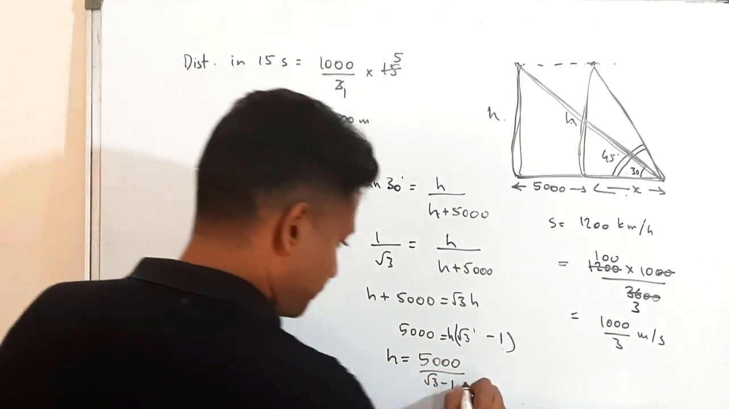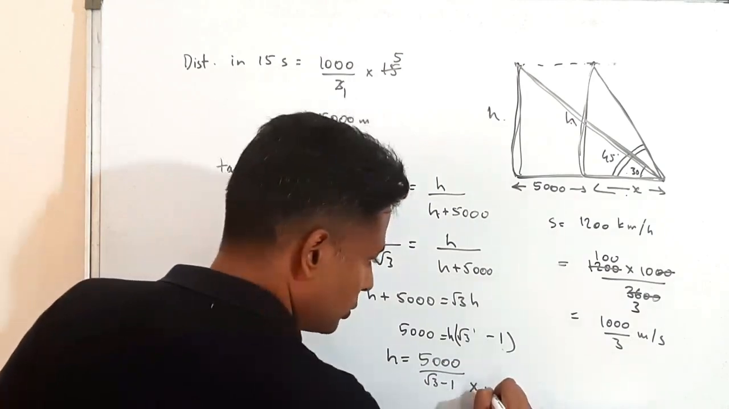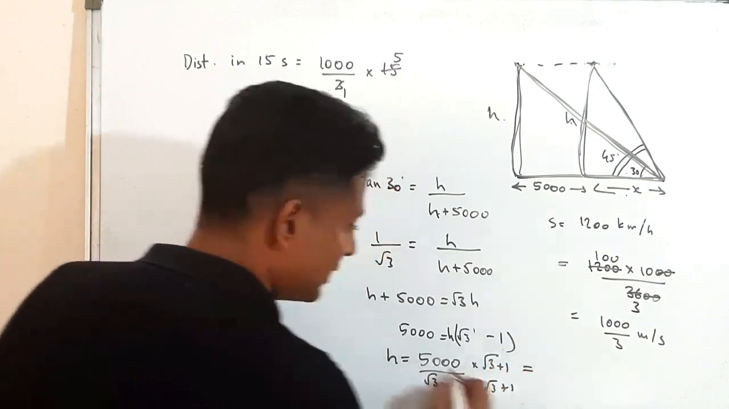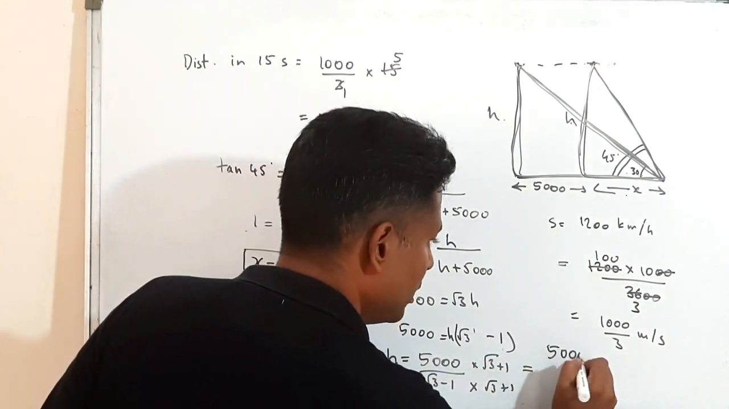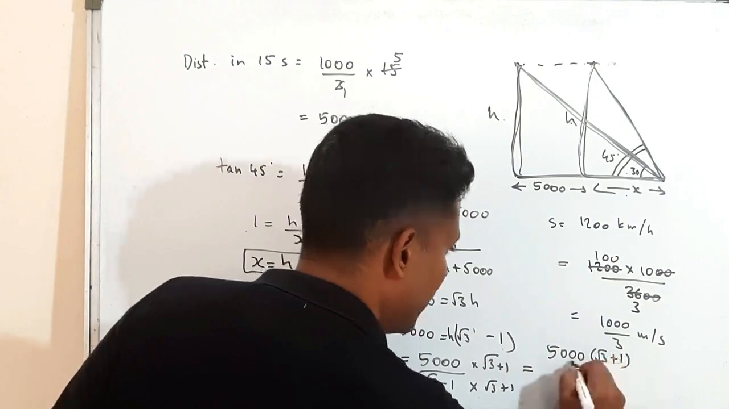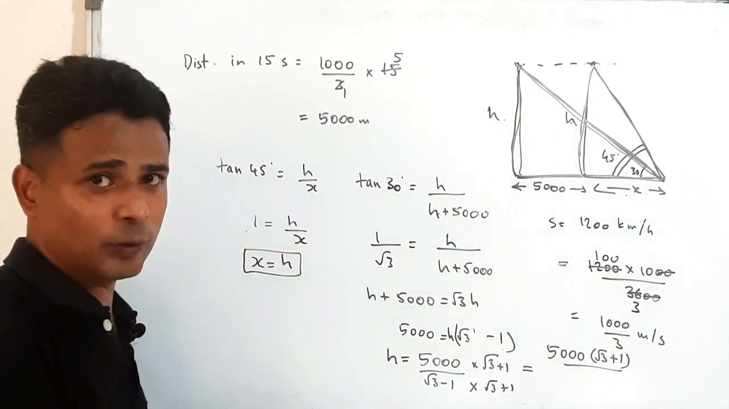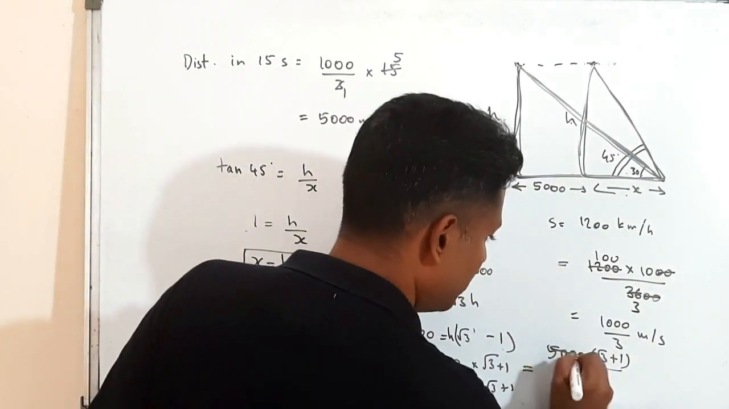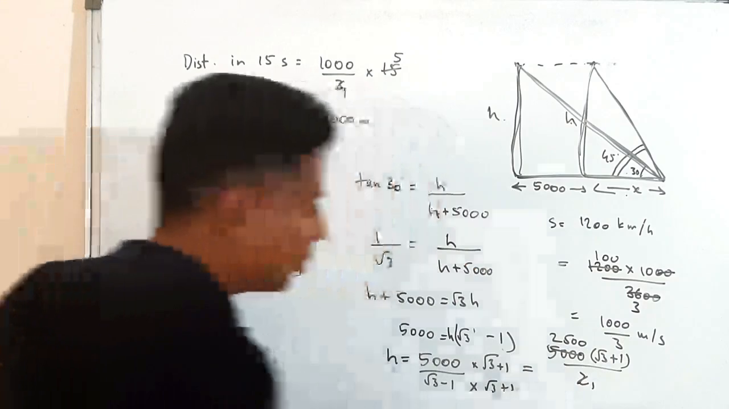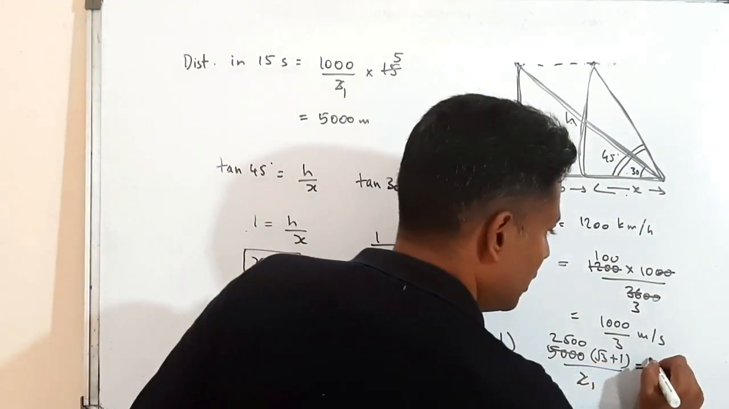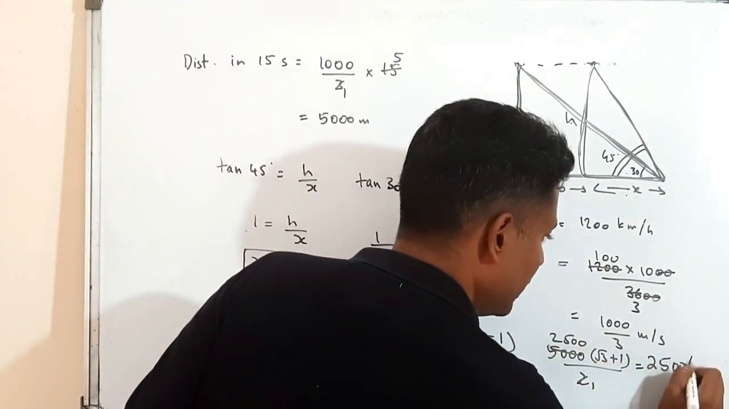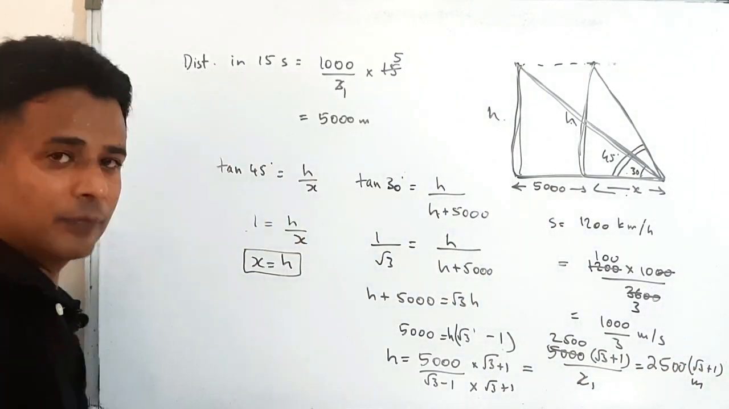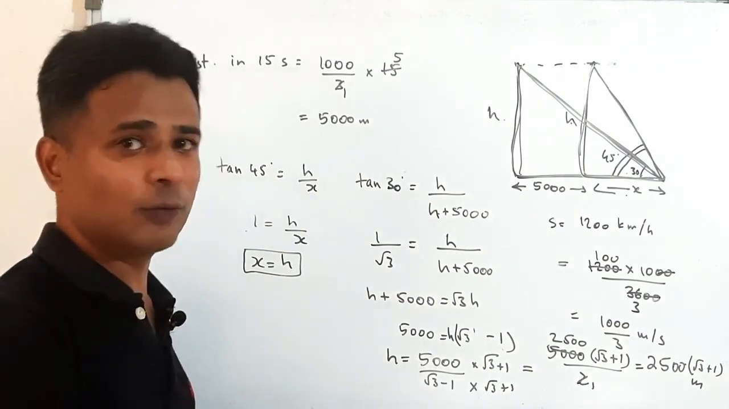So I have to rationalize. So into root 3 plus 1 by root 3 plus 1. What does this give us? 5000 into root 3 plus 1 by, here a square minus b square, root 3 square is 3, 1 square is 1, so 3 minus 1, 2. So this becomes 2500 into root 3 plus 1. So what is the answer? 2500 into root 3 plus 1 meters. Alright? Or 2.5 into root 3 plus 1 kilometers.